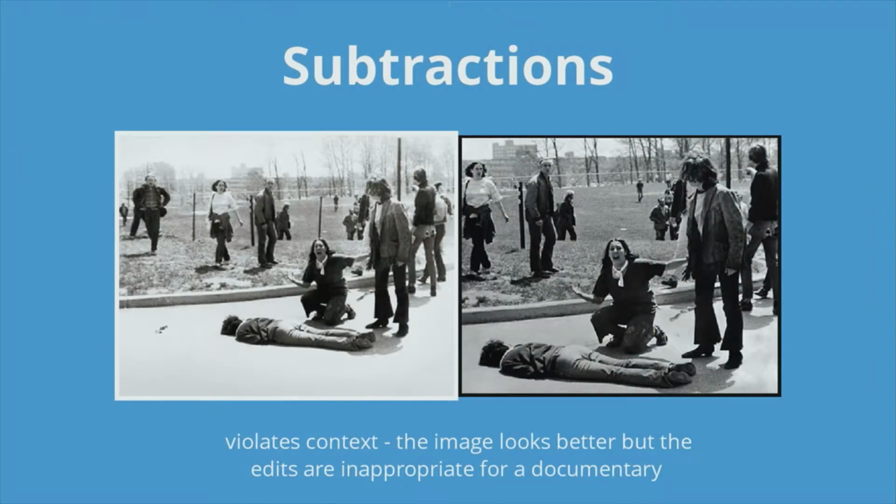Here's a famous Pulitzer Prize-winning image of the students who were killed at Kent State, during a riot or a protest against the Vietnam War. I had no idea, but this actually was photoshopped, even before Photoshop was invented. And can you see the difference? There's a pole that looks like it's sticking out of the girl's head. It's just a fence, and they just erased that to make the image look better. This is a minor subtraction, but it does violate context. And yes, the image looks better, but the edits are inappropriate for a documentary image, like we mentioned earlier. So it's kind of interesting. How far can you push the idea of cleaning up an image to prove a point? Kind of interesting.